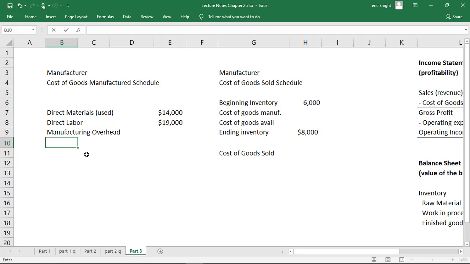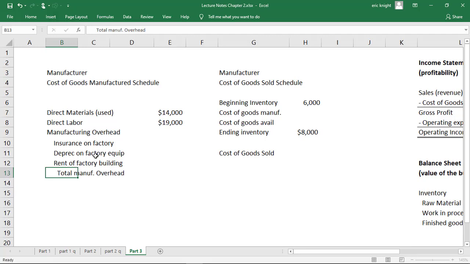This would be anything that happens in the factory that's not direct material, direct labor, right? Not period costs, but product costs that are in the factory that are not direct material or direct labor. For example, it would be insurance on the factory, depreciation on factory equipment, and let's see, what about rent of factory building, right? Those are kinds of things that would be manufacturing overhead. So let's just total those up, and let's say these total to $12,000.